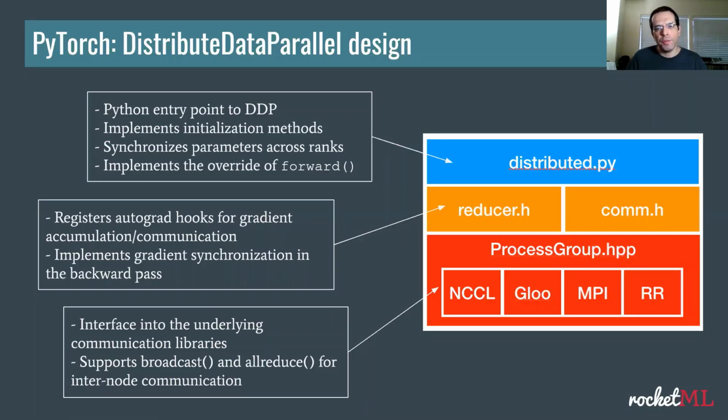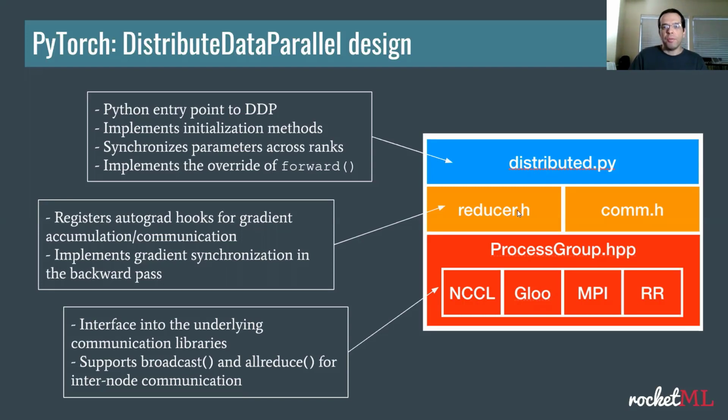Now, just a quick overview of the design of the implementation of DDP in PyTorch. On top, we have the distributed.py file, and that's the entry point into the DDP implementation. It implements the initialization steps, the construction of the object, and the override of the forward function for the nn.parallel DistributedDataParallel module, which calls into the C++ libraries underneath. It's also responsible for broadcasting the model buffers from rank 0 to all the other processes.